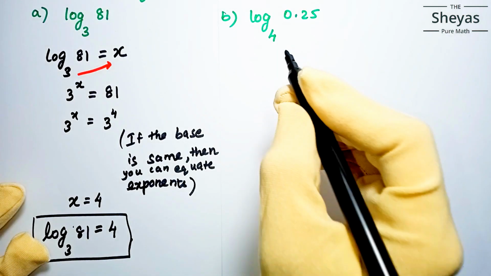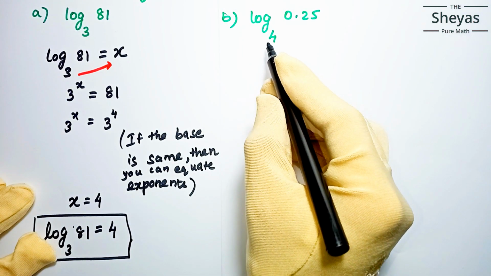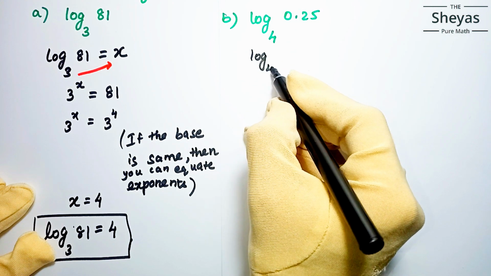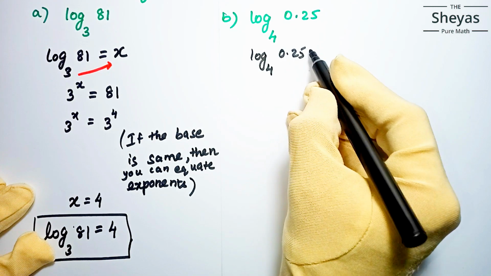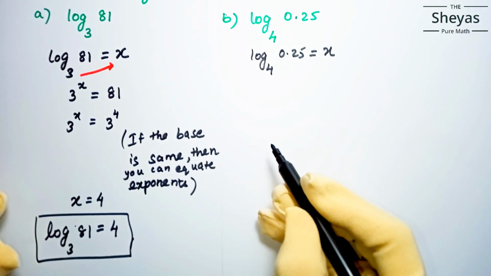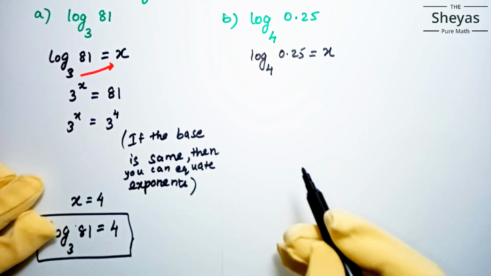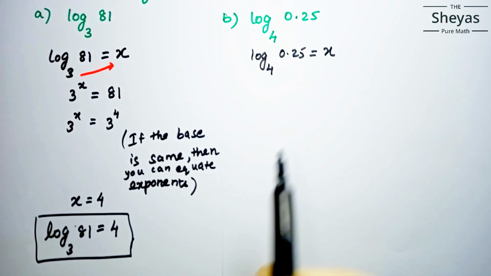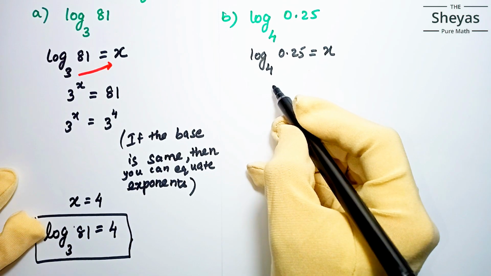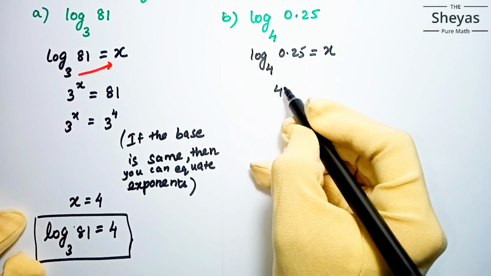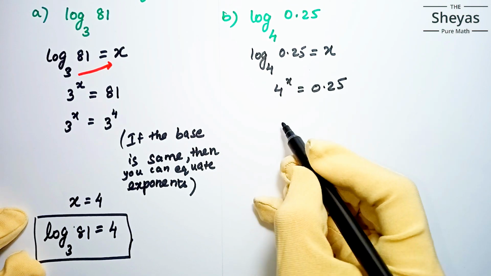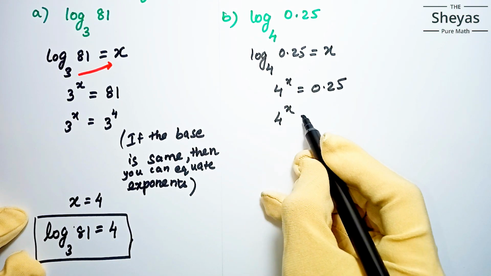Now we are going to find the b problem. Log to the base 4 of 0.25. We don't know this value, so we are going to find it. Let it be x. Now we follow the same rule, that is 4 power x is equal to 0.25.